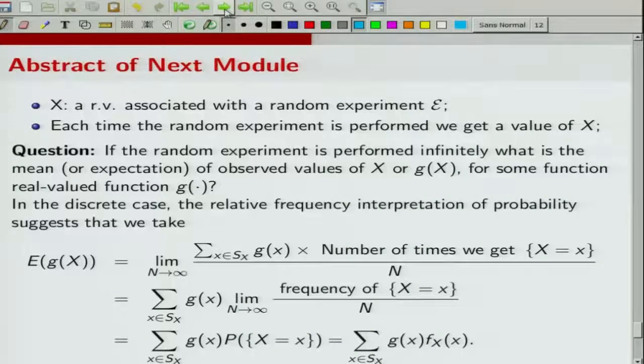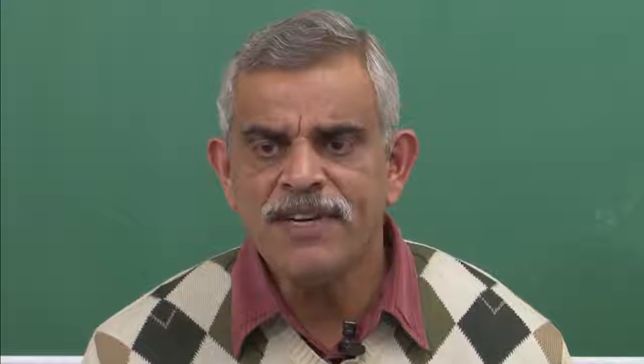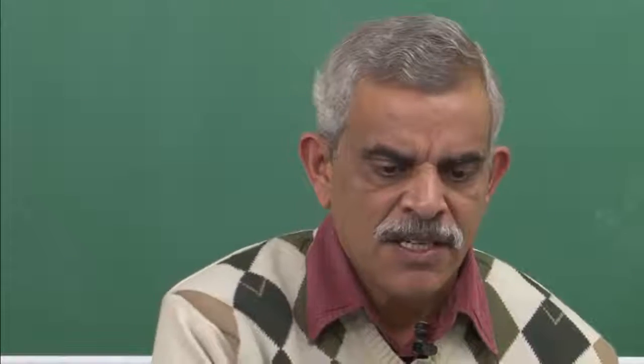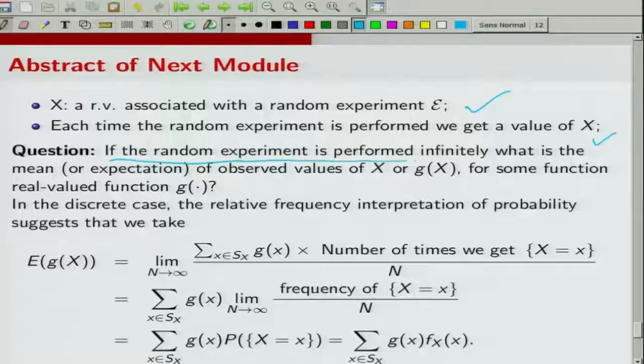Now before I conclude, let me give a summary of the things I will be doing in the next module. So suppose x is a random variable associated with a random experiment E. Now each time the random experiment is performed, we get a value of x. So I have a population of values of x. I want to get, on an average, what will be the mean of that population of values of x, which is equal to saying that if the random experiment is performed infinitely, what is the mean or expectation of the observed value of x or g(x) for some function g. That is what I want to know.